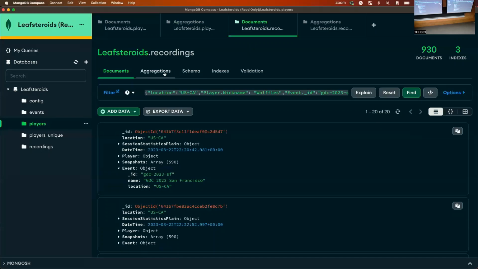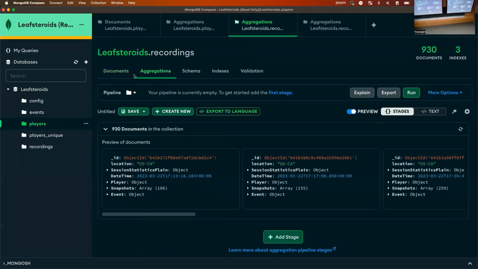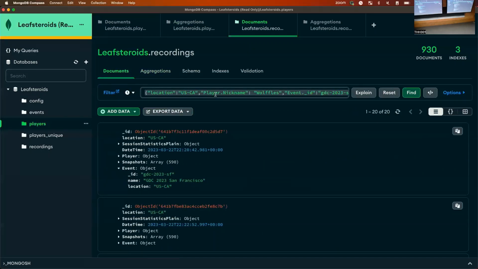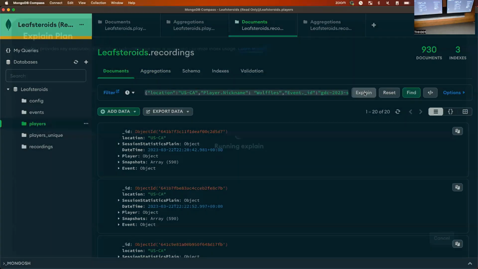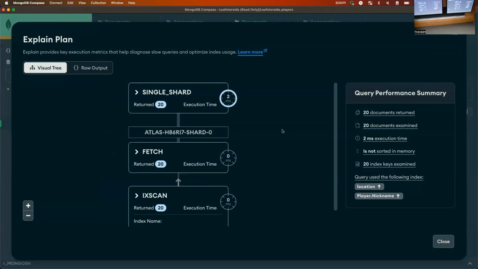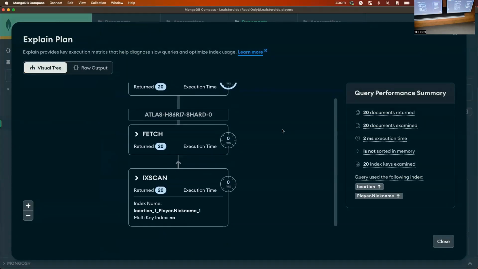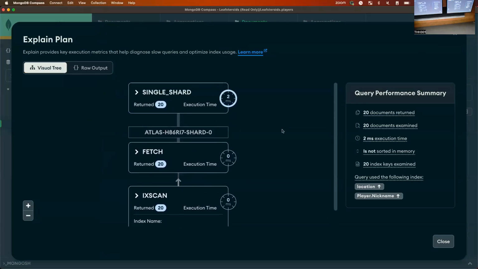So here we're going to run an aggregation that says, find me this player, this nickname, and so on. Find, explain. So these are all the game runs for that player in that event. So again, a 2 millisecond query.